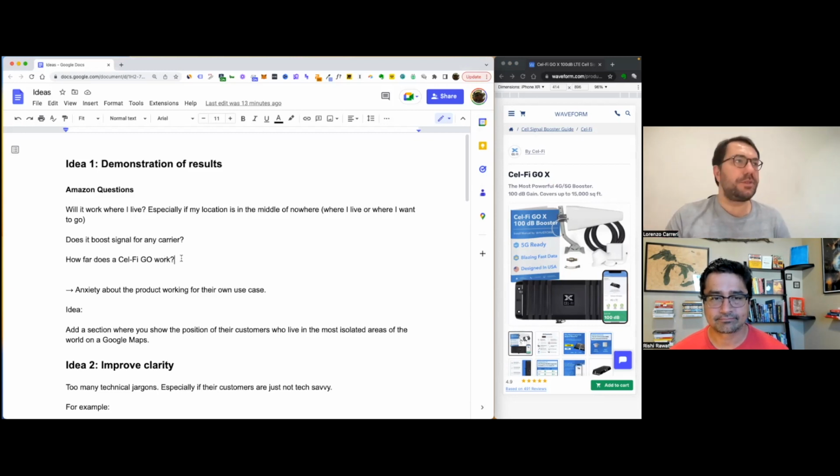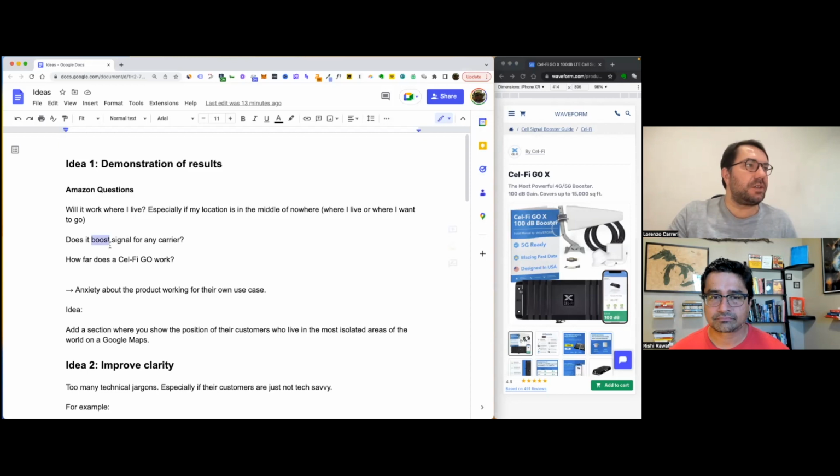3 different groups. One is, will it work where I live, right? Or wherever I need the product, especially if they're in a location in the middle of nowhere. I watched some videos of people using this product when they're traveling somewhere, maybe in a super hidden location.